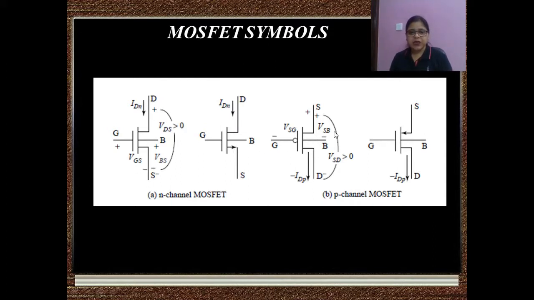This will never be placed on the drain terminal of the device. This is a very important point to be noted down over here. And in the PMOS case, this arrow is pointing away from the source. Why? Because in the PMOS, current flows from source to drain. So that's why it is showing that current is coming out of the source and it is going to the drain. So this is how we make the symbols.